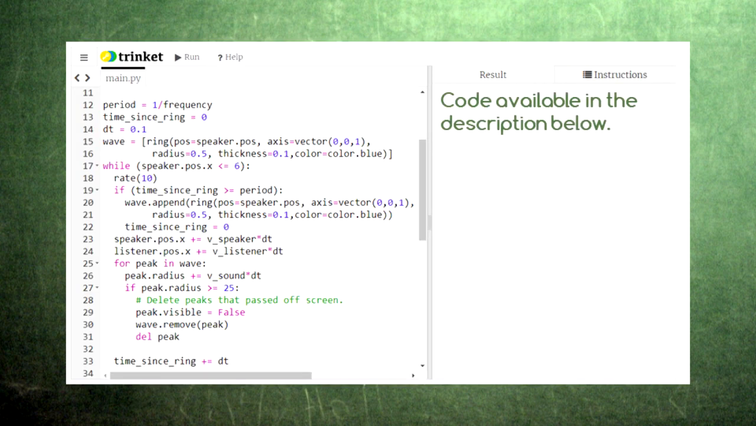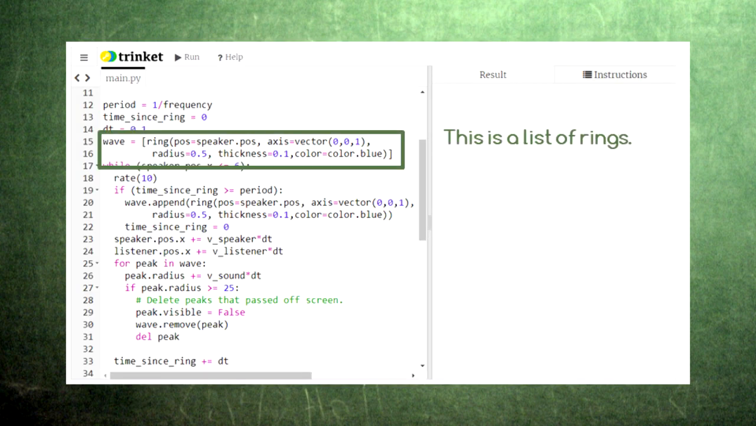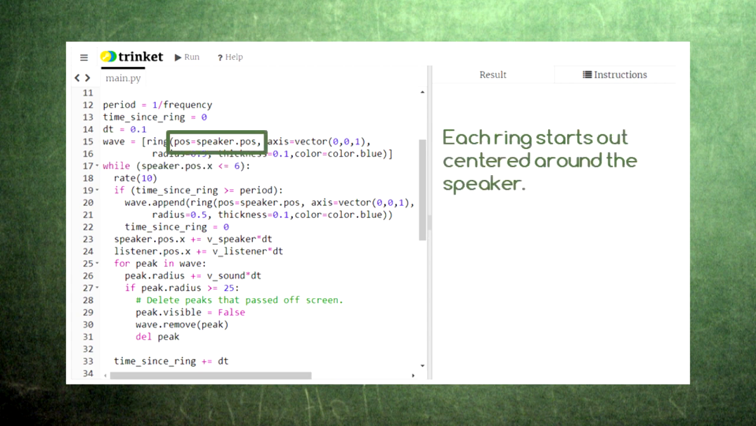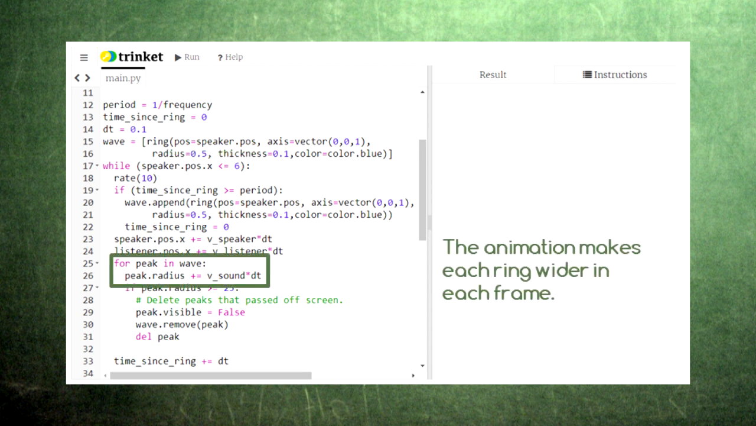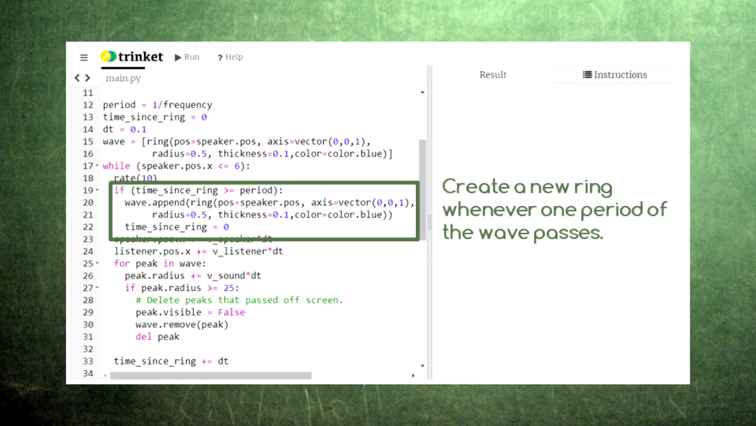We keep track of these rings in a list called wave, since the wave is made up of peaks represented by the rings. Each of these rings begins centered around the red speaker with the same radius. Then, in the loop, we increase the radius of each ring. When one period of the wave has passed, we create a new ring, since a new peak is ready to go out from the speaker, and we reset the time since the last ring was created.